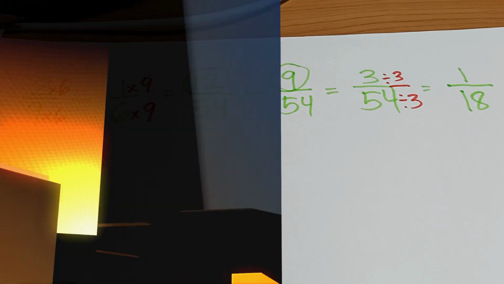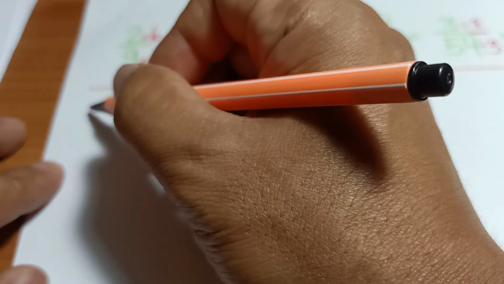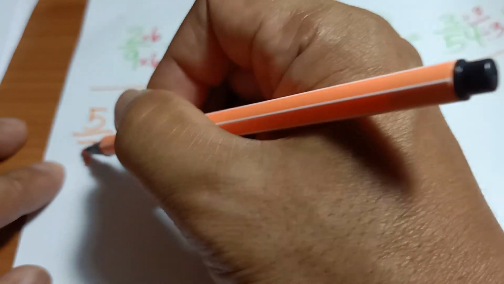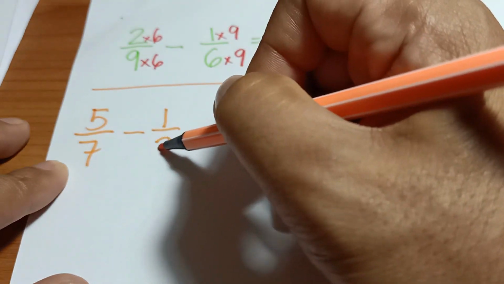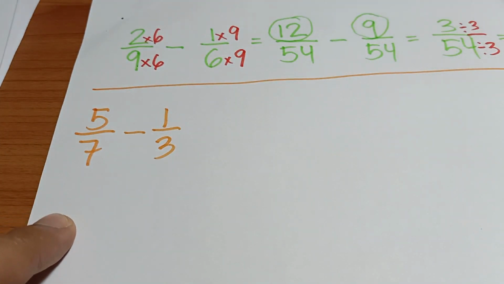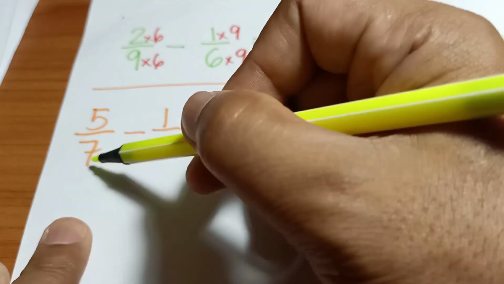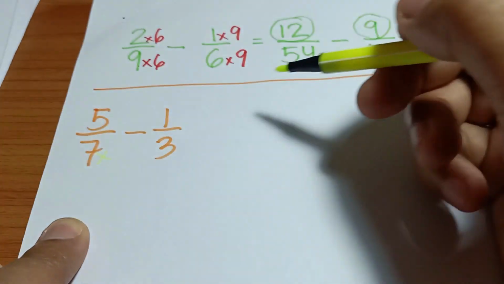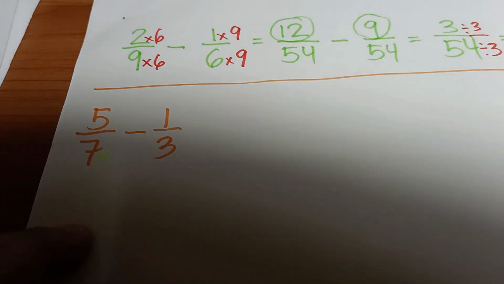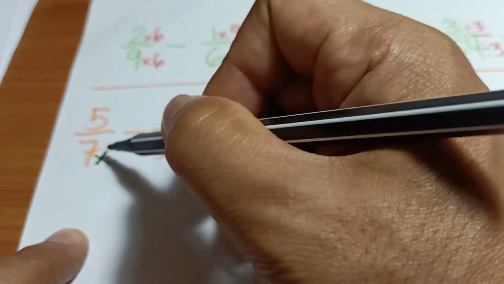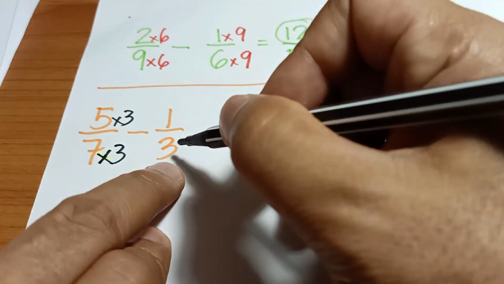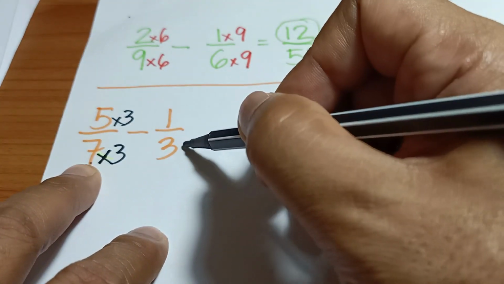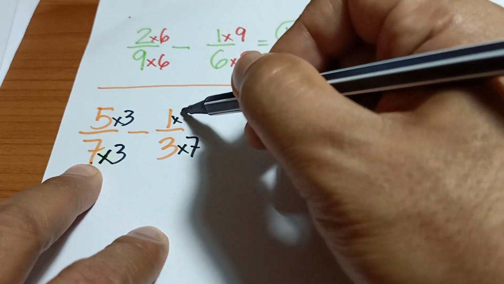Let's take another example. Our example number 2: if we have 5 over 7 minus 1 over 3. The same process: we use this one to multiply it here. This one is times 3, and this one is also times 3. While this one we use 7 to multiply it here, so this one is times 7, and this one is times 7.